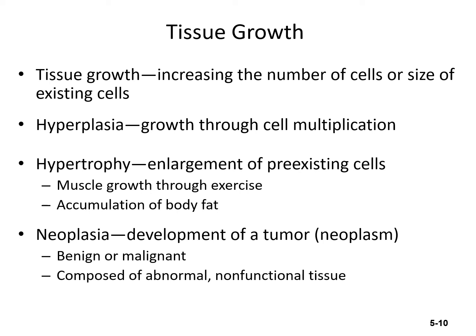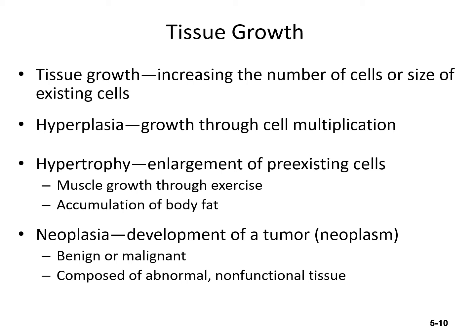But you can also have cells simply increasing in size rather than actually increasing in number. So hypertrophy, for example, enlargement of pre-existing cells. This happens with muscle growth through exercise. If you take up a weight training regimen, for example, it's not as if you are gaining muscle fibers necessarily. You are oftentimes just increasing the size of those individual muscle fibers through the demands that you're placing on that tissue. And then accumulation of body fat.